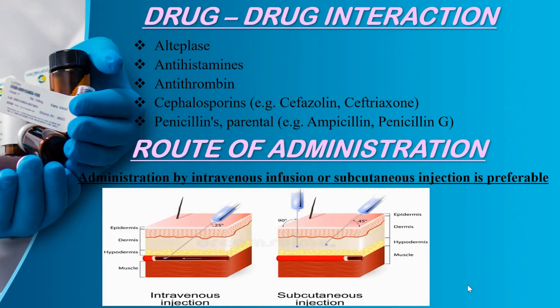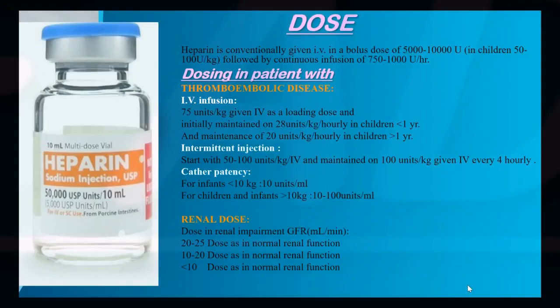Now we will see the drug-drug interactions. Heparin interacts with alteplase, antihistamine, antithrombin, cephalosporins, cefazolin, ceftriaxone, and parenteral penicillins. Examples are ampicillin and penicillin G. Now, what is the route of administration of heparin? Administration by intravenous infusion or subcutaneous injection is preferable.